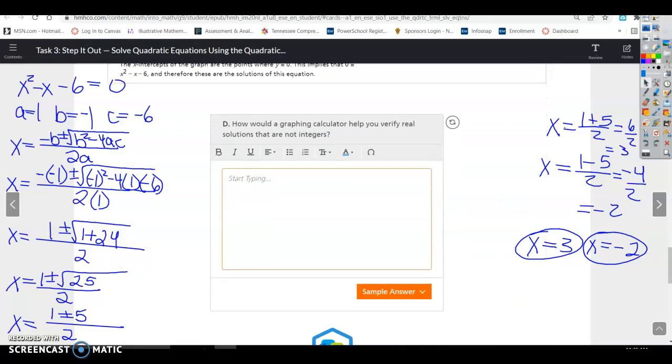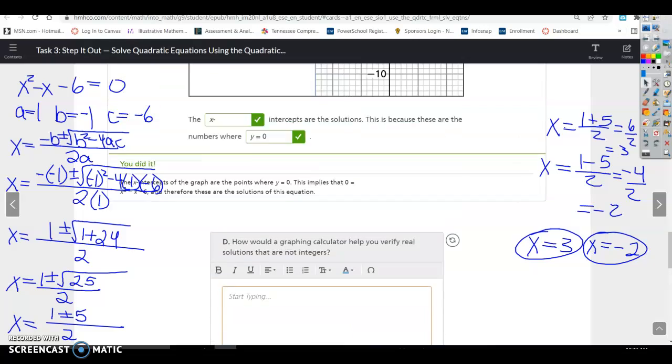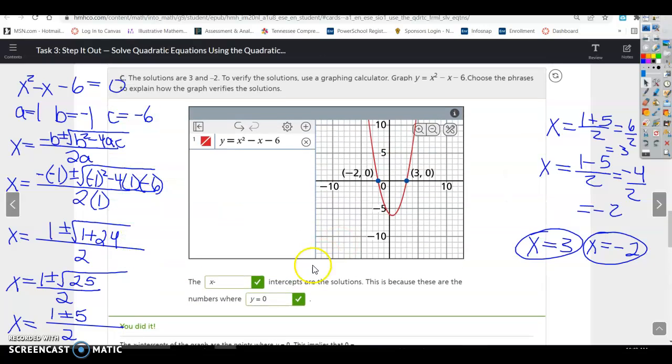All right, how would a graphing calculator help you verify real solutions that are not integers? All right, so you could get an approximation of those. If you graph, you could check to see if it's close. If this was a radical that couldn't be simplified, you could type it in and get a decimal, and then the same thing, get an estimate by graphing and see if that decimal is the same as your solution. And that would be the best way to check it, using a graphing calculator.